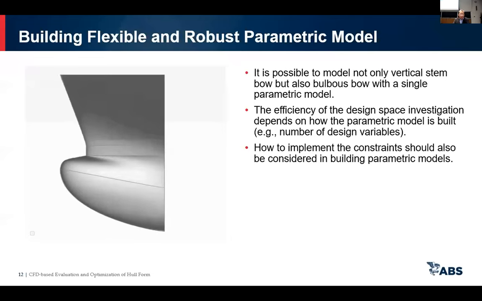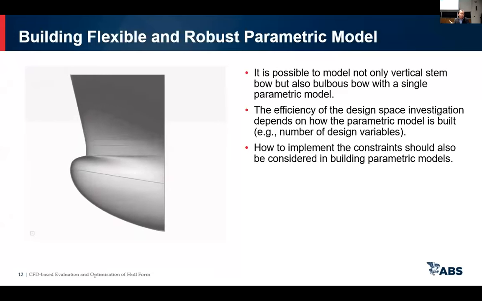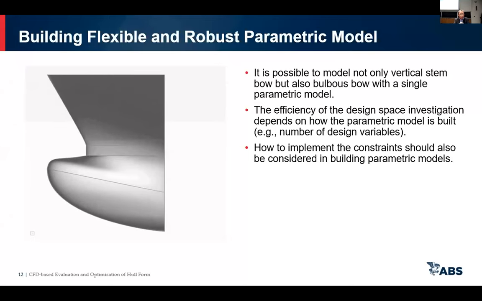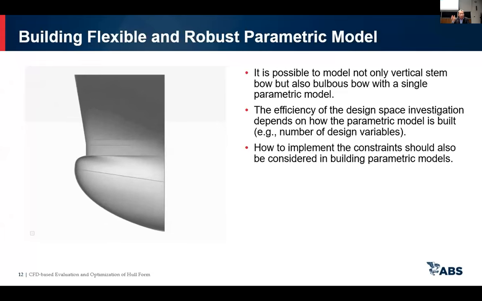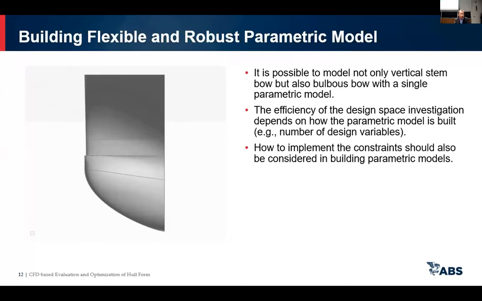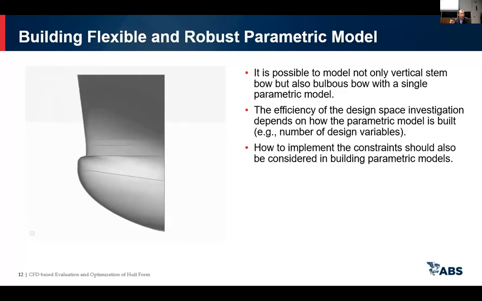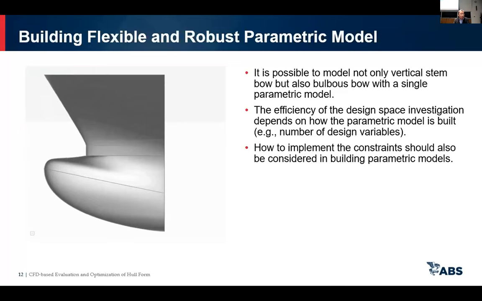Here, I presented two cases with two models, vertical stem bow and bulbous bow. That was a couple of years ago. And then we decided, why not? Why can't we combine the two into one? So here's the result. The start of the picture was a vertical stem. And then I changed the parameters, in this case increasing the length of the bulb. At the starting point, the length was zero. And as the length increases, it becomes more or less a container vessel.